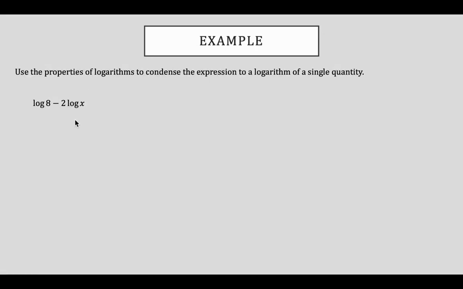A couple things to notice here. I have two logs, and they are separated by subtraction. We're definitely going to want to use the quotient property. However, before you use the quotient property or the product property, you must make sure that the coefficients in front of each of your logs is a 1 or a negative 1. In this case, the coefficient in front of this log is a 2.